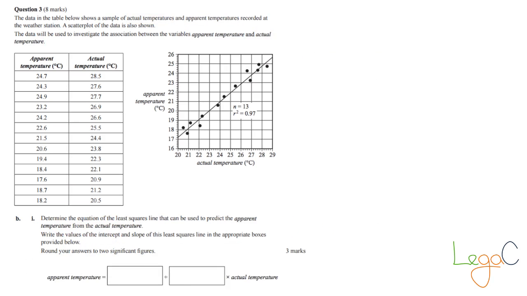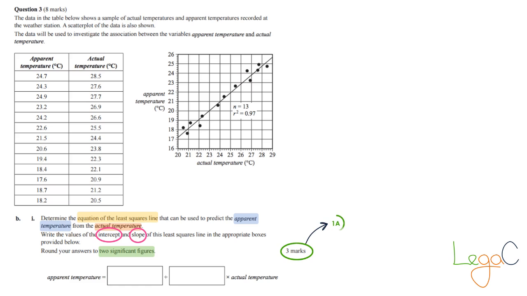In part B i of this question, we are asked to determine the equation of the least squares line that can be used to predict the apparent temperature from the actual temperature. Write the values of the intercept and slope of this least squares line in the appropriate boxes provided. Also, round your answers to two significant figures. This question is worth 3 marks.